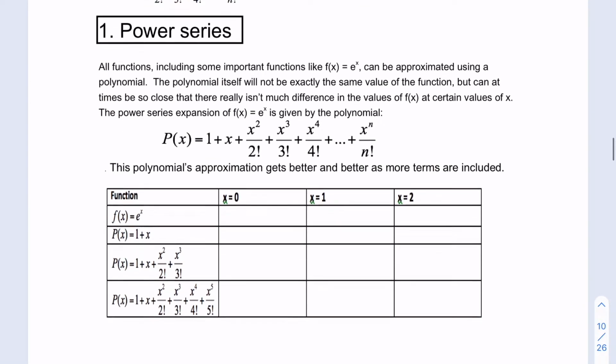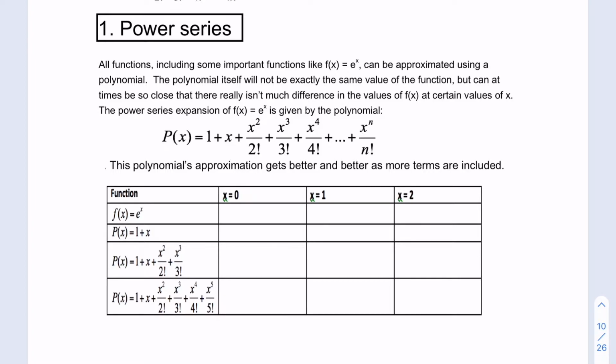So before we go over the definition of power series, let's have a look at this table. Some very important functions like e to the x can be approximated using a polynomial, a Taylor or Maclaurin polynomial. The polynomial itself will not have exactly the same value as the function, but can sometimes be very close to the function value. For example, e to the x, the Maclaurin series is given by this. This polynomial's approximation gets better and better when we use more terms.